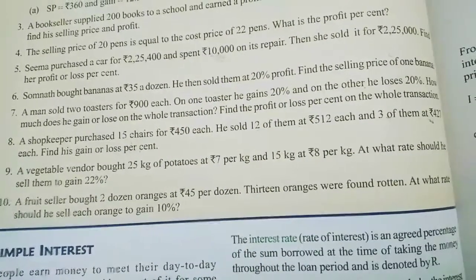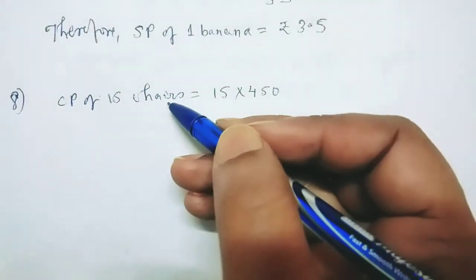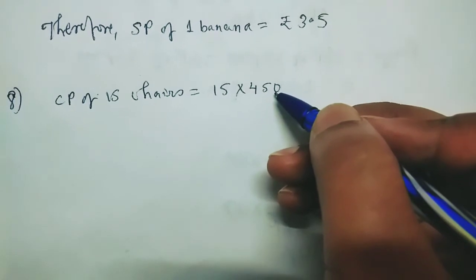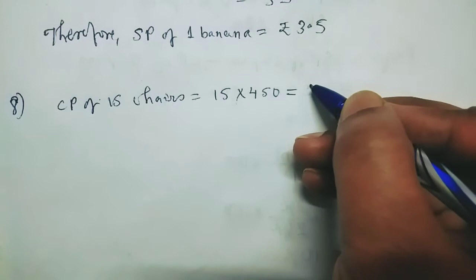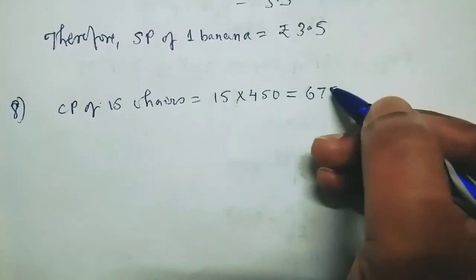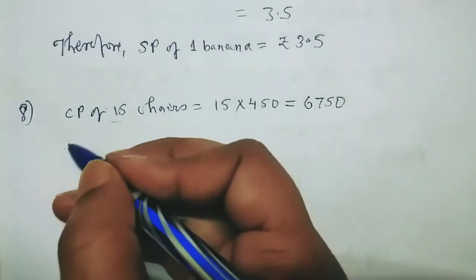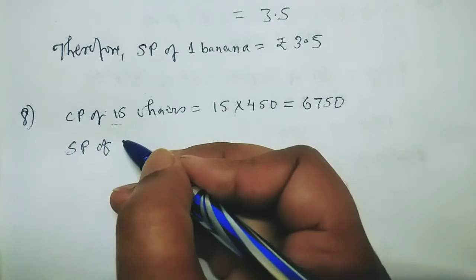Okay, let's see. So how can you write it? CP of 15 chairs equal to 15 into 450, because one chair cost is 450. So when you multiply with 15 it will be total cost of 15 chairs. That means 6750. This is the total CP of 15 chairs. Now take out SP of 15 chairs.